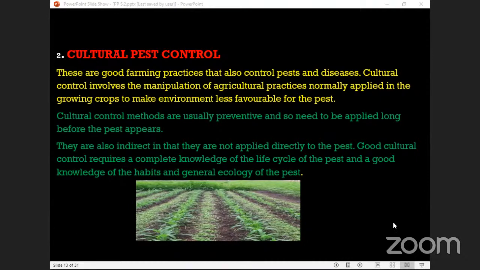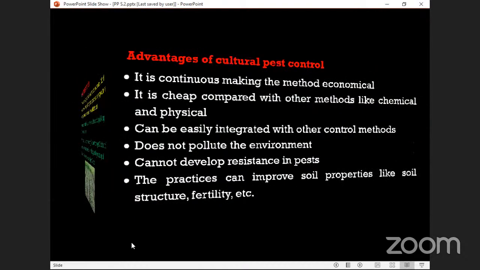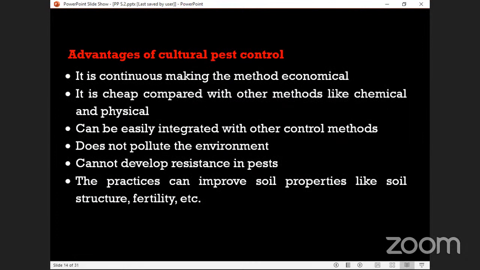Okay, let's see what we have on the next page. Advantages of cultural pest control measures. It is continuous, making the method economical. You apply it once and then it continues, day in, day out. The other point says it is cheap compared with other methods such as chemical or physical. Some farmers don't have money to go and buy the chemicals, but they have the ability to do mulching, do crop rotation.